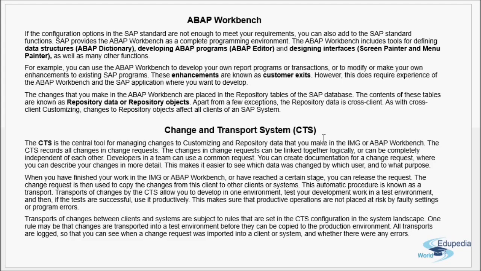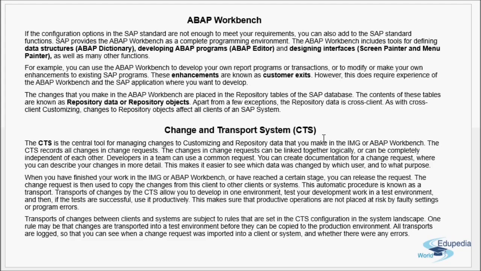When you have finished your work in the IMG or ABAP Workbench or have reached a certain stage, you can release the request. The change request is then used to copy the changes from this client to other clients or systems. This automatic procedure is known as a transport. So after completing your work, say I have modified this object, a change request is created for that customizing or repository data. So you can release the request.